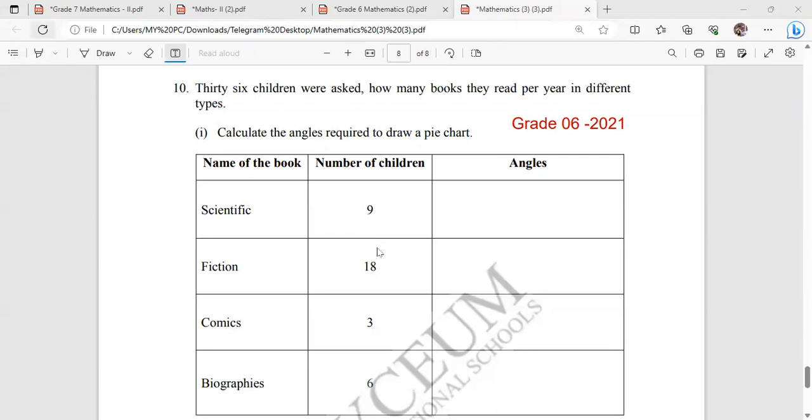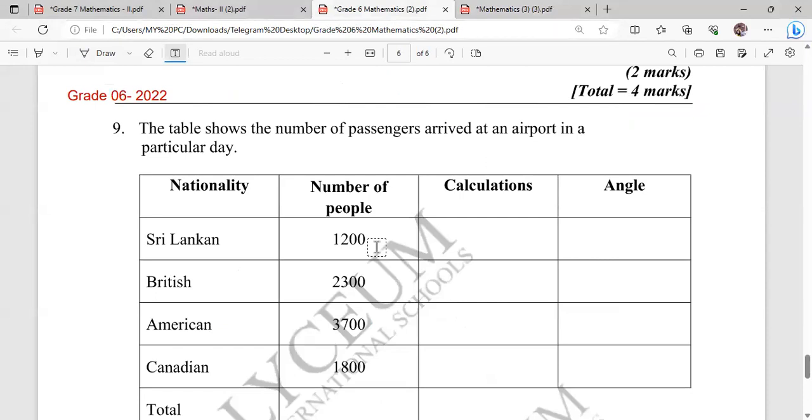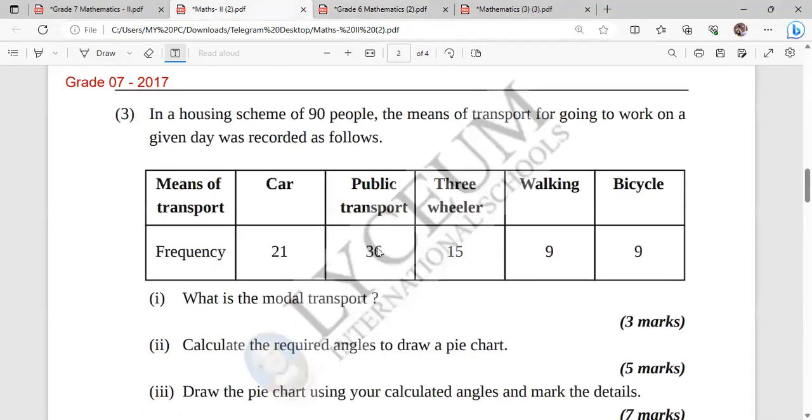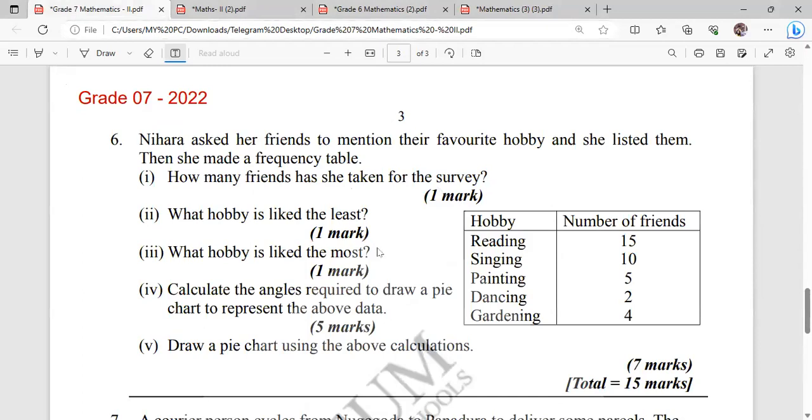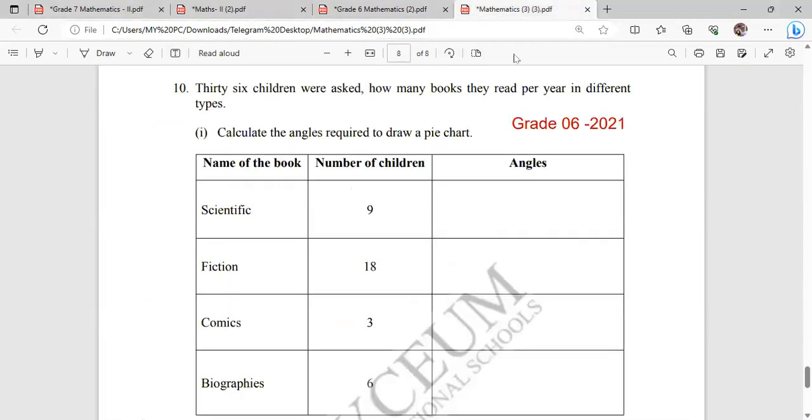In this video I'm planning to cover a common topic for both of you. In grade 6 and grade 7, both of you are learning about pie charts, right? So I want to explain that I selected a few past papers: the grade 6 2021 pie chart question, the grade 6 2022 pie chart past paper question, then grade 7 2017 and grade 7 2022. I have selected 4 questions from the pie chart lesson to explain everything from the beginning.